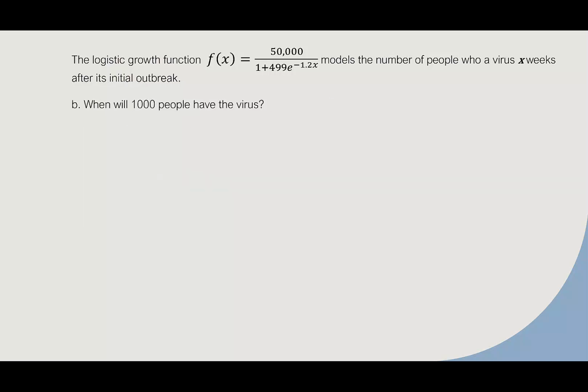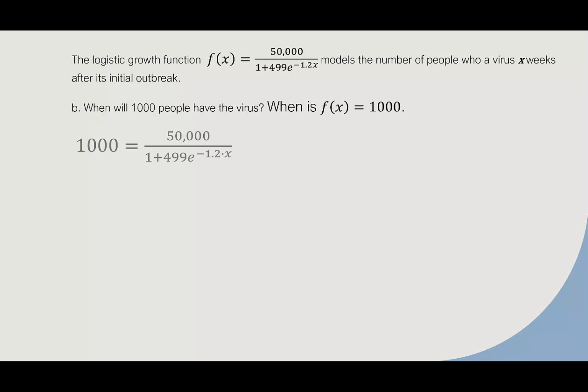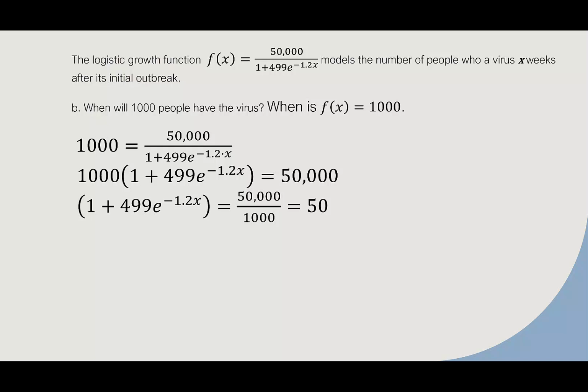Let's figure out when 1,000 people have the virus. To find our solution, we set f of x equal to 1,000. Given 1,000 is 50,000 over 1 plus 499 e to the negative 1.2x, I want to bring the part with the x out of the denominator, which means I should multiply it over to the left. Now that I have 1,000 times 1 plus 499 e to the negative 1.2x equals 50,000, I'm not going to distribute the 1,000. Instead, I'll divide by it. 50,000 over 1,000 gives us 50. Then we can move the 1 from the left over to the right to give us 49.